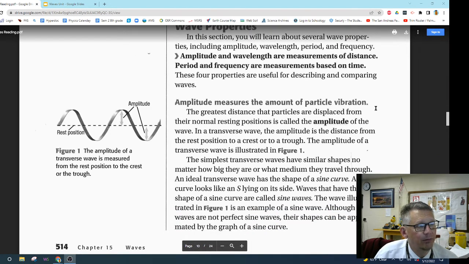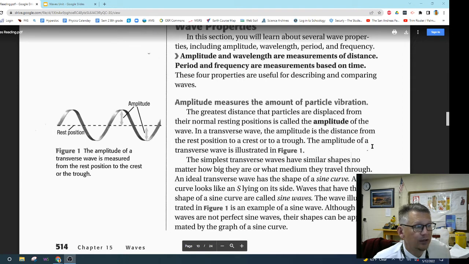Amplitude measures the amount of the particle vibration. The greatest distance that the particles are displaced from their normal resting position is called the amplitude of the wave. In a transverse wave, the amplitude is the distance from the resting point to the crest or to a trough. The amplitude of a transverse wave is illustrated in Figure 1.